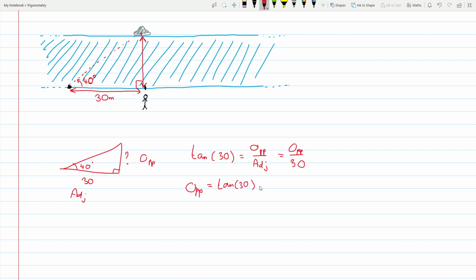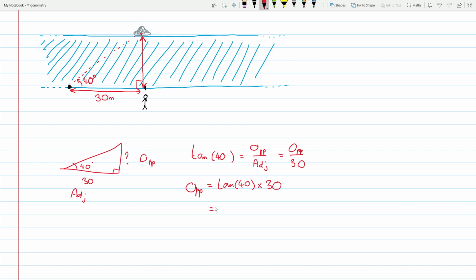tan of 40, apologies, I said 30 but it should be 40 degrees. There we go, opposite equals tan of 40 multiplied by our length here. So again, we've applied the definition for the tangent function, and then we plugged in the values which we know, and then we solve for this opposite side, which is the height of the triangle, or in this case, the width of the river.